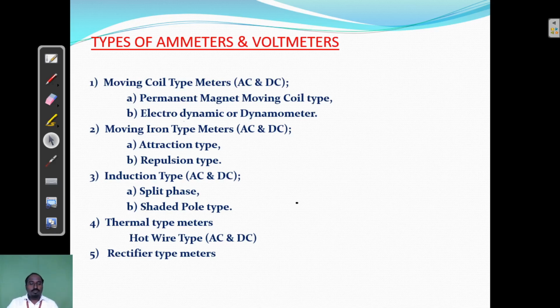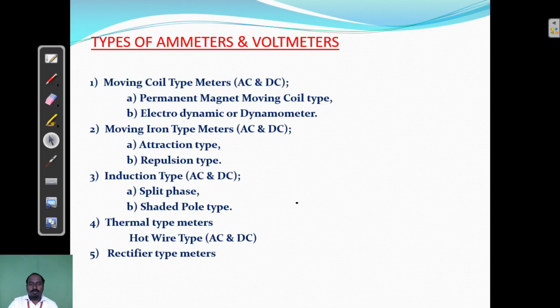The meters used for measurement of voltage and current are ammeters and voltmeters. As we know, an ammeter measures the current, and a voltmeter measures the electrical voltage. These are the types of ammeters and voltmeters. If you see, there are 5 types. The first type is moving coil type meters.